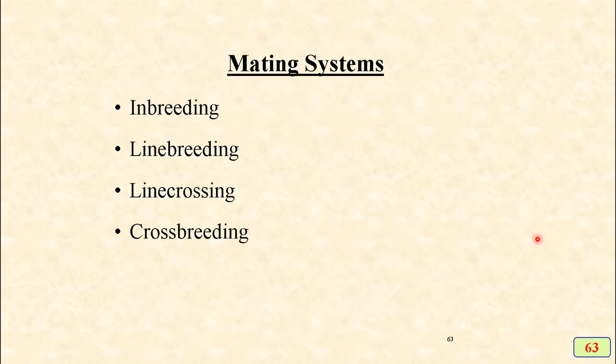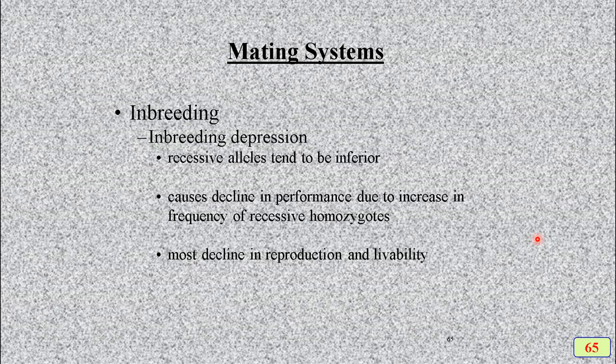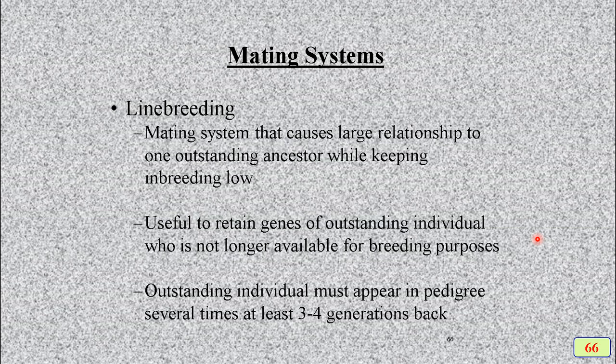So the mating system is also classified as inbreeding, line breeding, line crossing, then crossbreeding. Crossbreeding is one of the very important programs going on. So what's inbreeding? Inbreeding depression: recessive alleles tend to be inferior genetically. These cause a decline in performance due to an increase in the frequency of recessive homozygotes, with the most decline in reproduction and development. Then the mating system is line breeding.